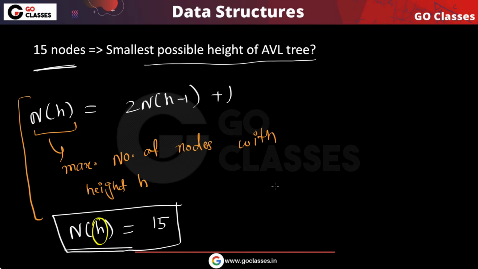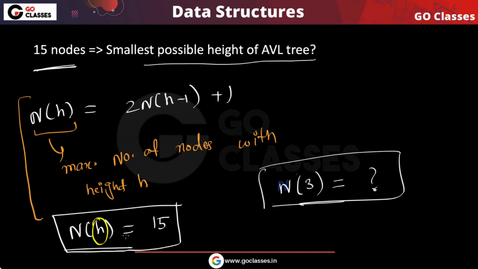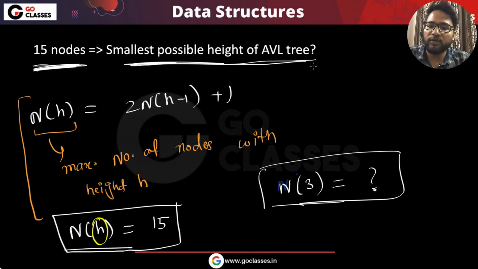Earlier what used to happen? Earlier they used to give this h. They used to say, with the height 3, how many maximum number of nodes are possible? And they used to ask for N_3. But here they are doing the reverse. They are saying the maximum number of nodes is 15. What is the height? And that height is actually the minimum height. So if 15 is the number of nodes that you have, what could be the smallest possible height you can have?